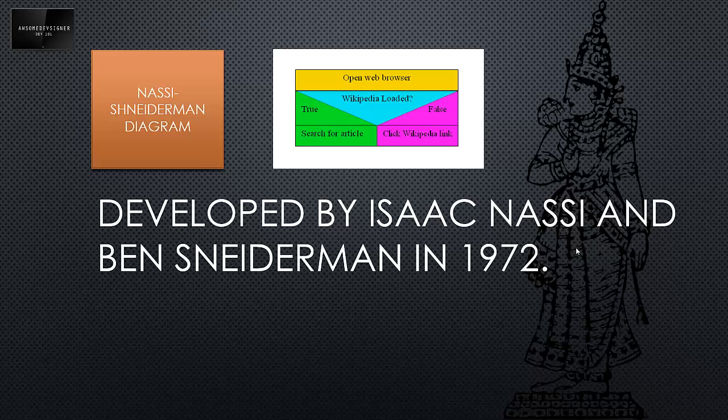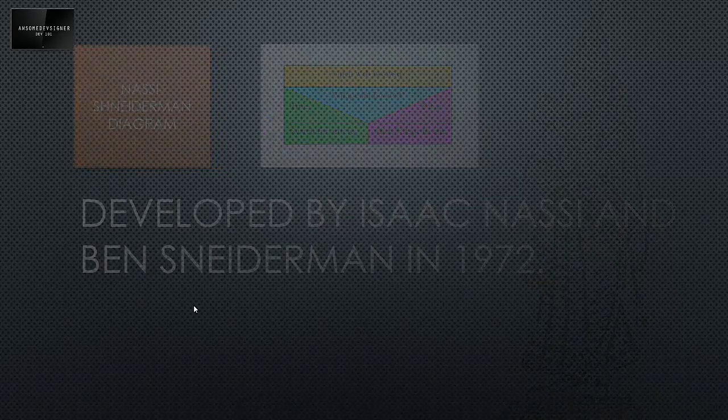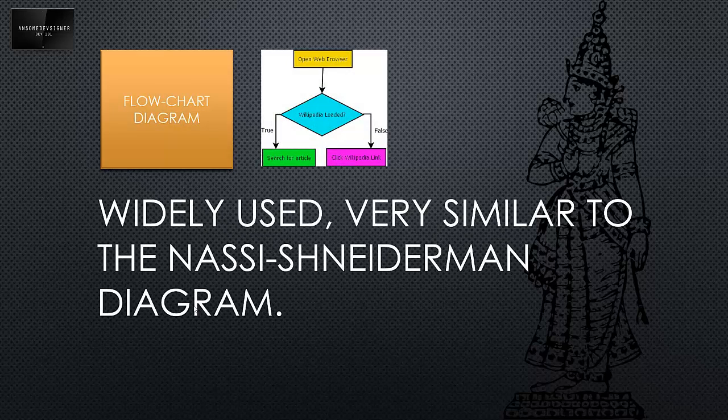And it was developed by Isaac Nassi and Ben Shneiderman in 1972. And that's quite a long time, and it's still used out there. So the next diagram type I'd like to show you is the flowchart diagram.